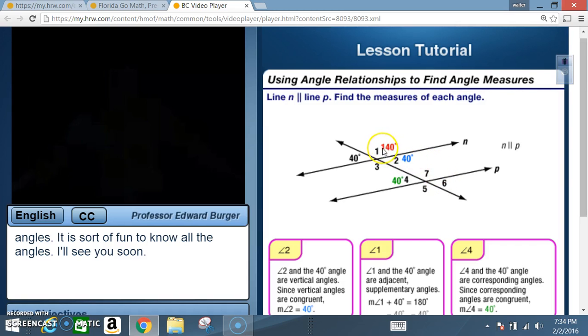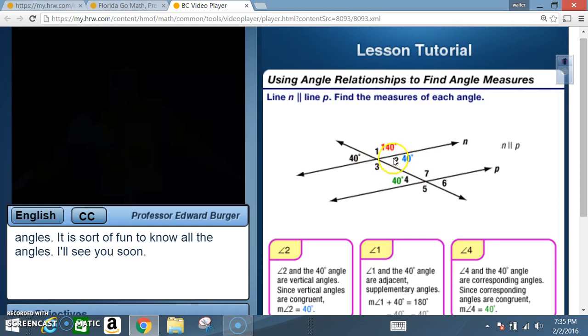Now, when you look at angle 1 and angle 5, they're called alternate exterior angles. Angle 4 and angle 6, they're called alternate interior angles. Excuse me, no, they're still called alternate exterior. Alternate interior would be right here, angle 2 and 4, and angle 3 and 7.